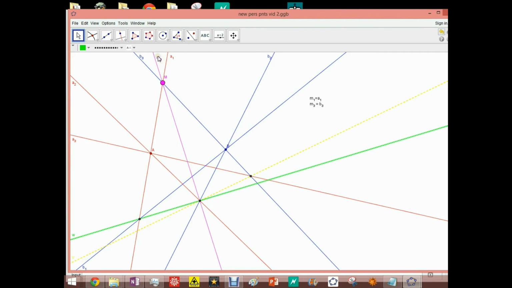What about M2? Well, that maps straight down here, straight onto the horizon, straight to B2. Great. What about M3? M3 is B3, always will be. So that's the end of the story. We have our general perspective, we have our general projection from one set of concurrent lines to another.